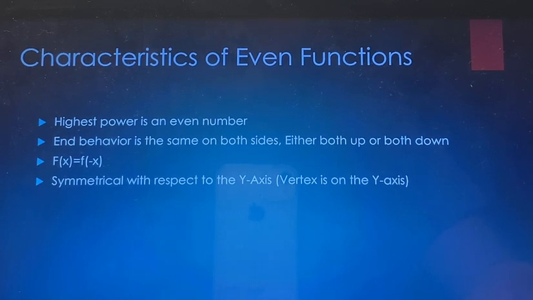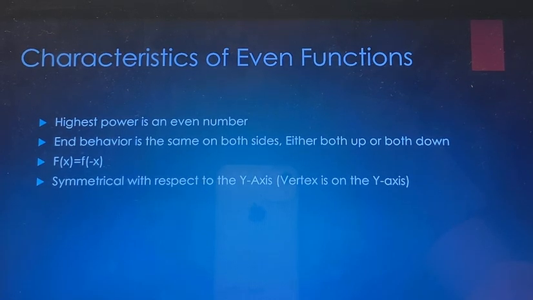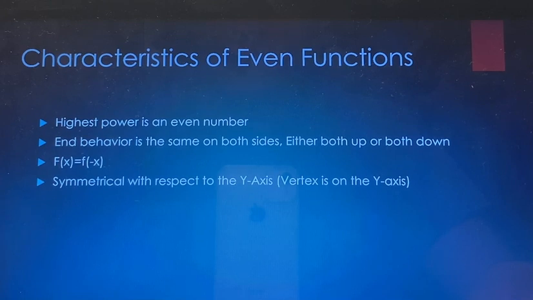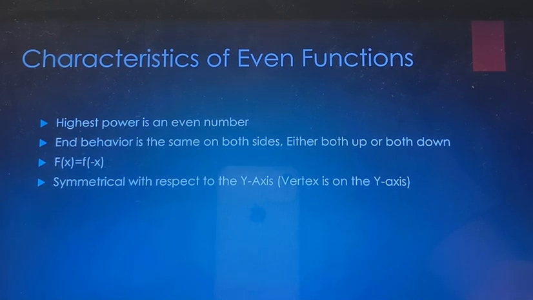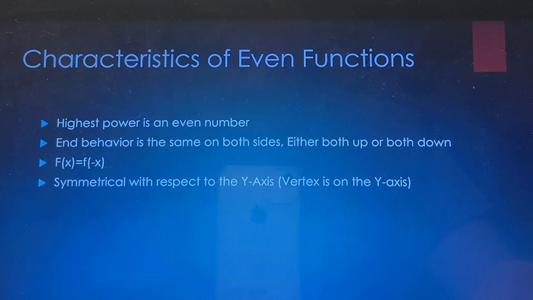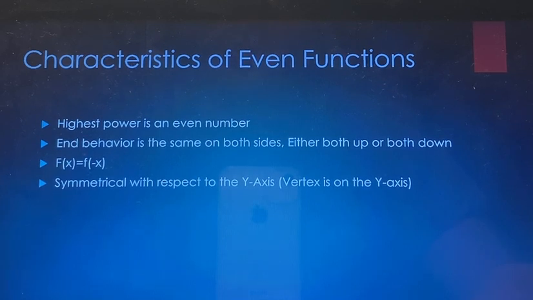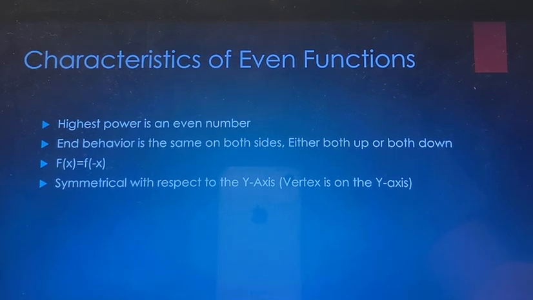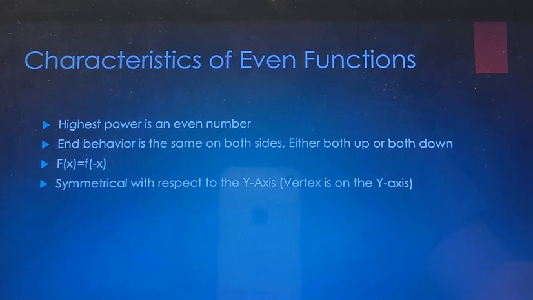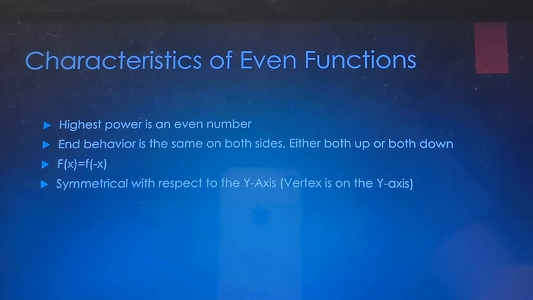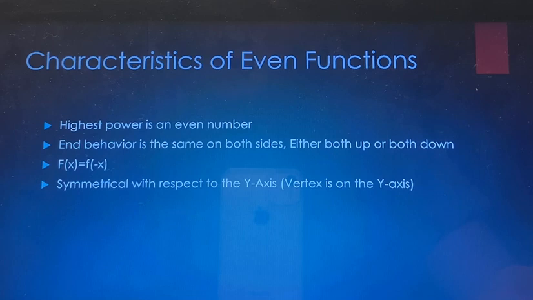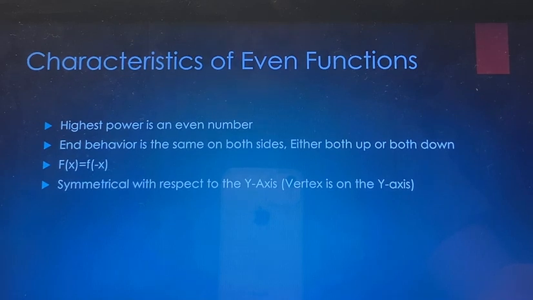That's because if you raise any number to an even power, it's automatically going to be positive. So negative 3 squared is 9, and 3 squared is also 9. And it's symmetrical with respect to the y-axis. Also, the vertex is going to be on the y-axis. Now, this means that the y values on the left side are going to be the same as the y values on the right side.